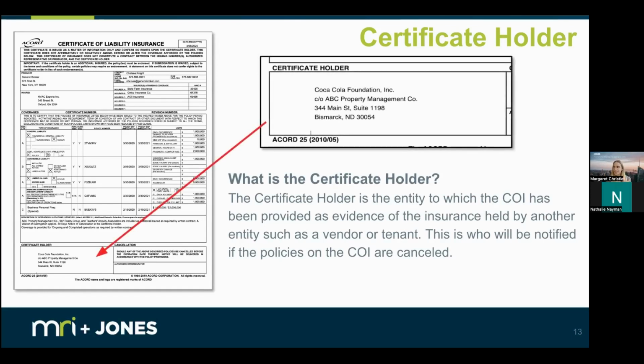You are going to be receiving renewals. You're also going to be receiving notices of cancellation. So that is what you get when you are the certificate holder on a COI. It does not extend any sort of coverage to you. Like I said, it's really just where the mail goes.